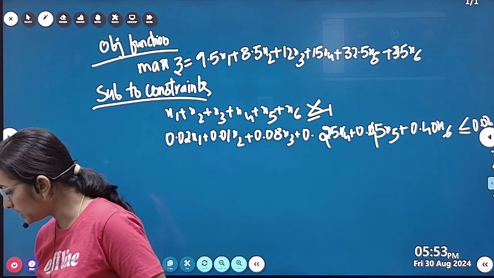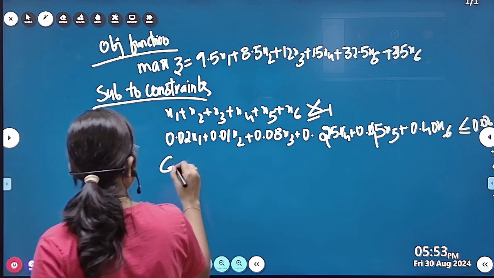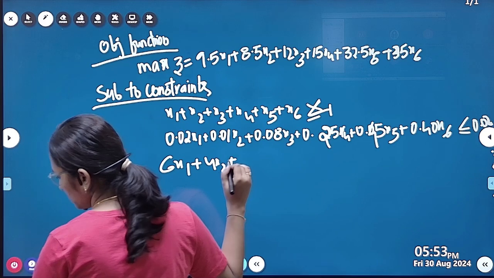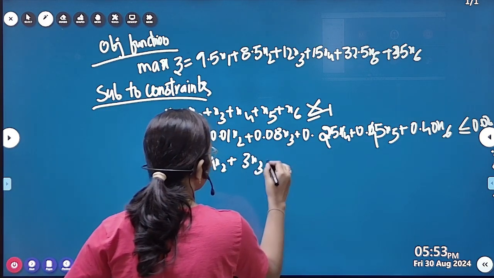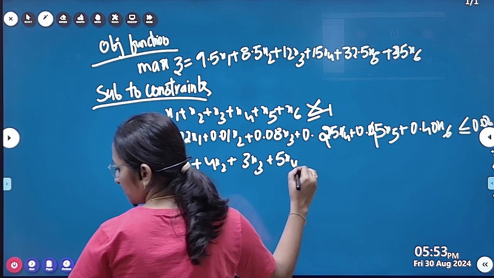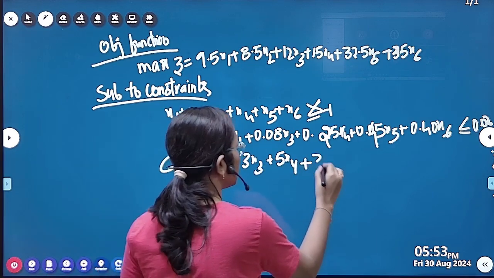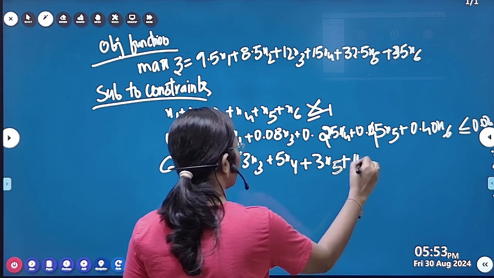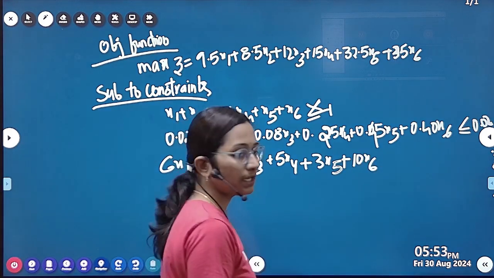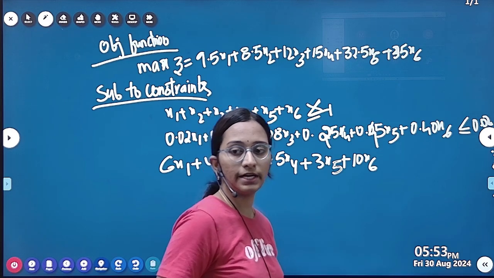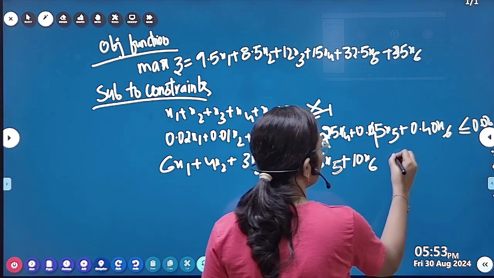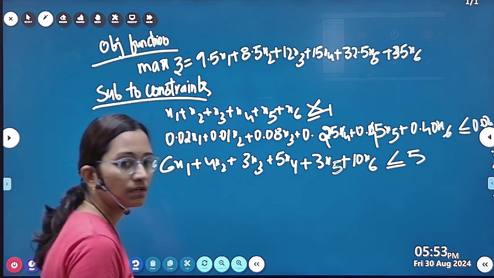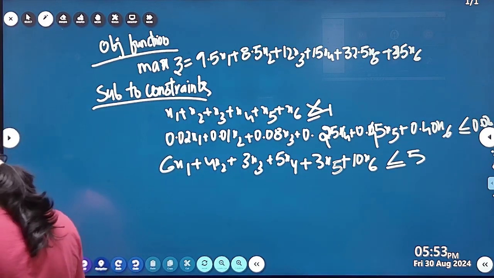Next, the term period. Tell me: 6x1, 4x2, 3x3, 5x4 plus 3x5 plus 10x6. What is the period I have given? It cannot be more than 5 years, so it should be less than 5 years. Okay.